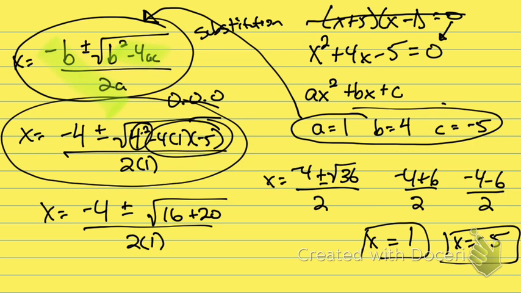Okay, so these are the two answers. And notice, if I use the ZPP, I get negative 5 and 1. Again, if you got this one and I did not give you a method, factor. But some kids just love this because it works every time.